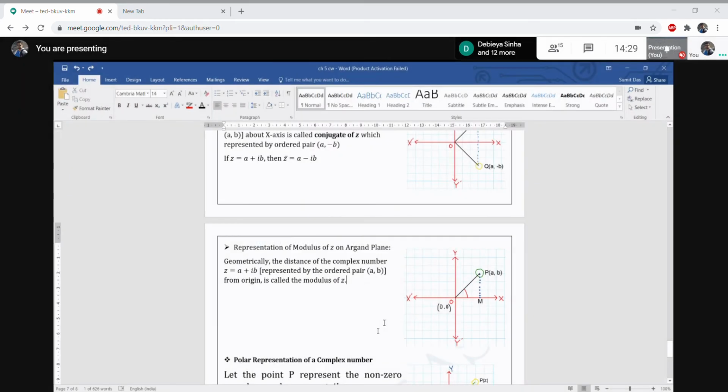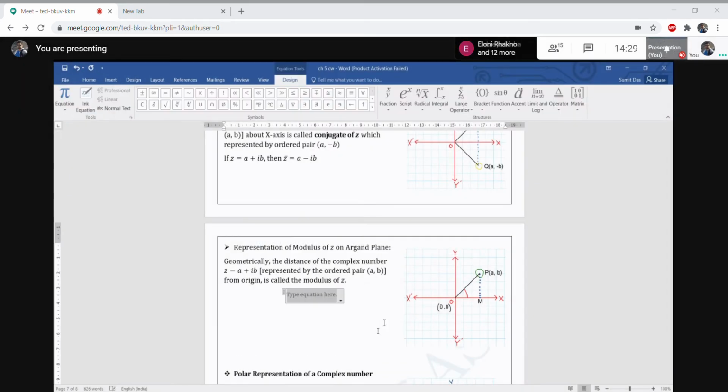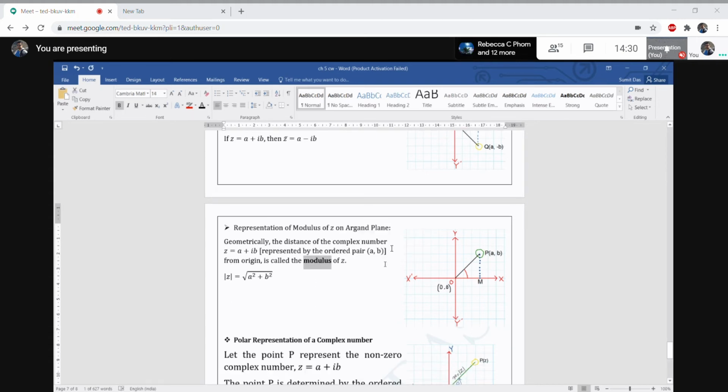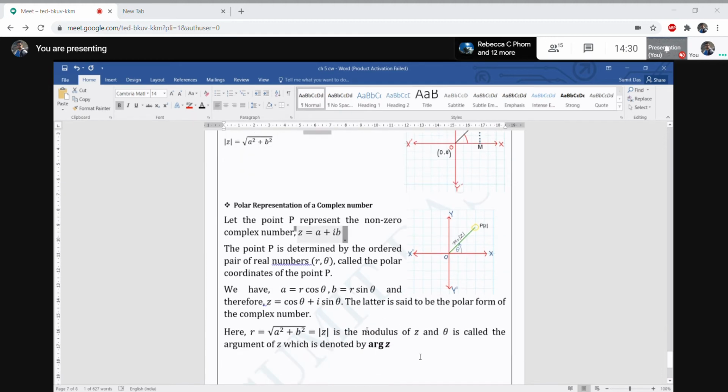And here it is represented by mod z is equal to square root of a square plus b square, right? This we learned last class. So this is the representation of modulus and the conjugate in the graph.